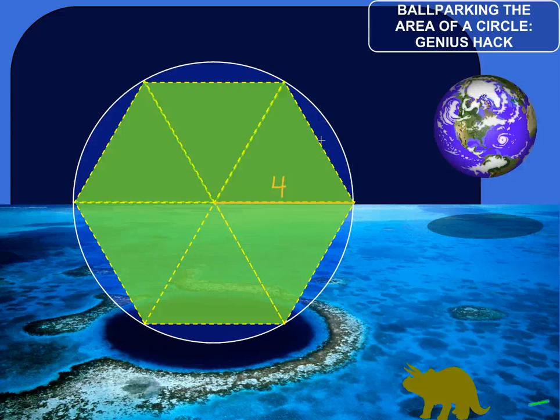Right, so what we're going to do is estimate the area of a circle using triangles. I call this ballparking the area of a circle genius hack because it actually uses a lot of logic and ingenious mathematical methods to do something which could be very simple. So it's kind of just a gratuitous display of mathematical fun, which I hope you'll enjoy.